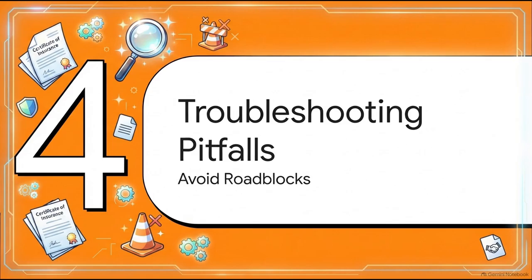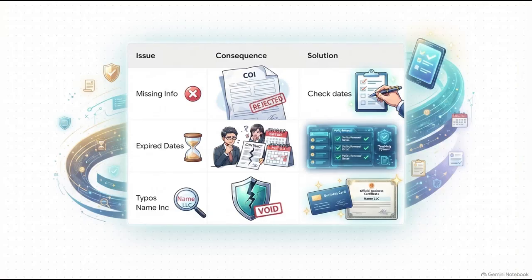Section 4. Troubleshooting common COI pitfalls. Here's how to avoid those annoying roadblocks. And this brilliantly illustrates exactly where things go wrong in the real world. First up, incomplete or missing information. If policy numbers or limits are left blank, the client will instantly reject the COI, which delays your start date. The solution? Just double-check the form the very second your broker sends it.